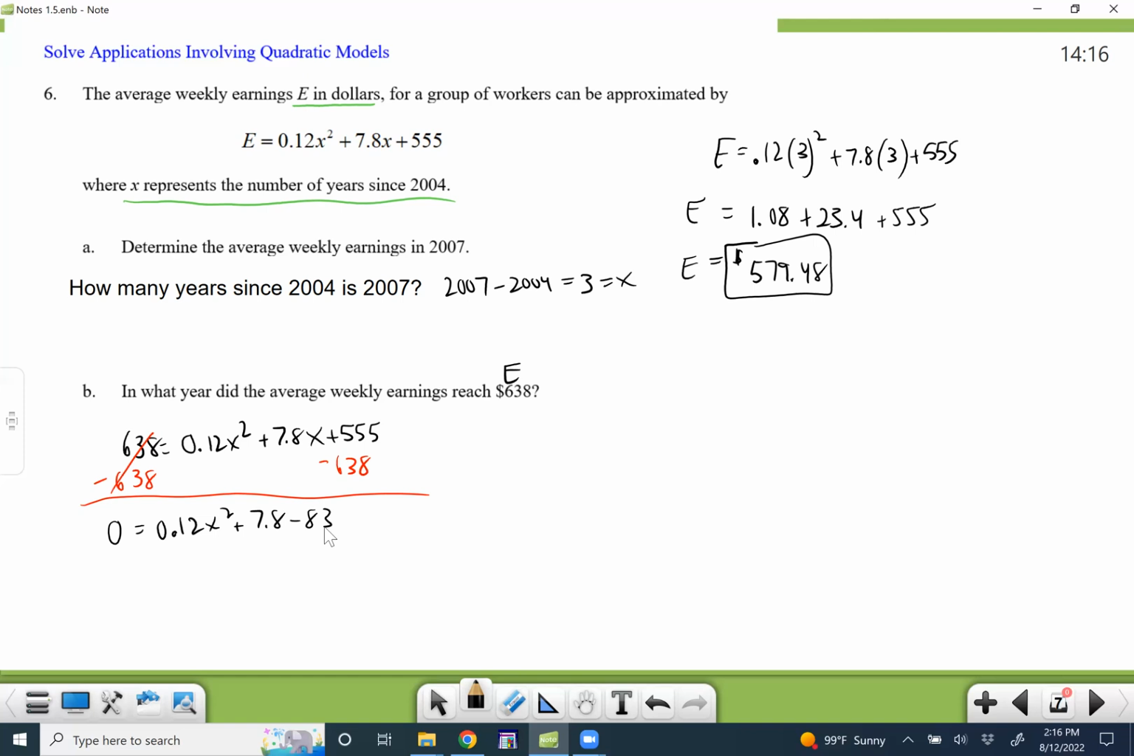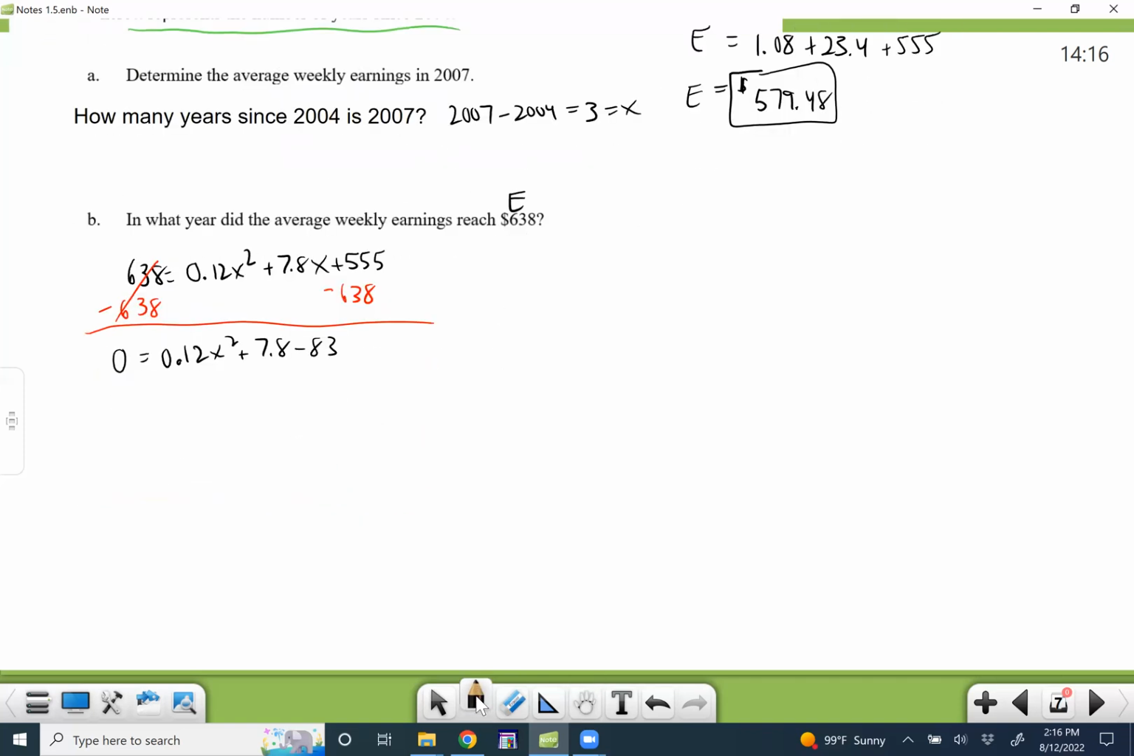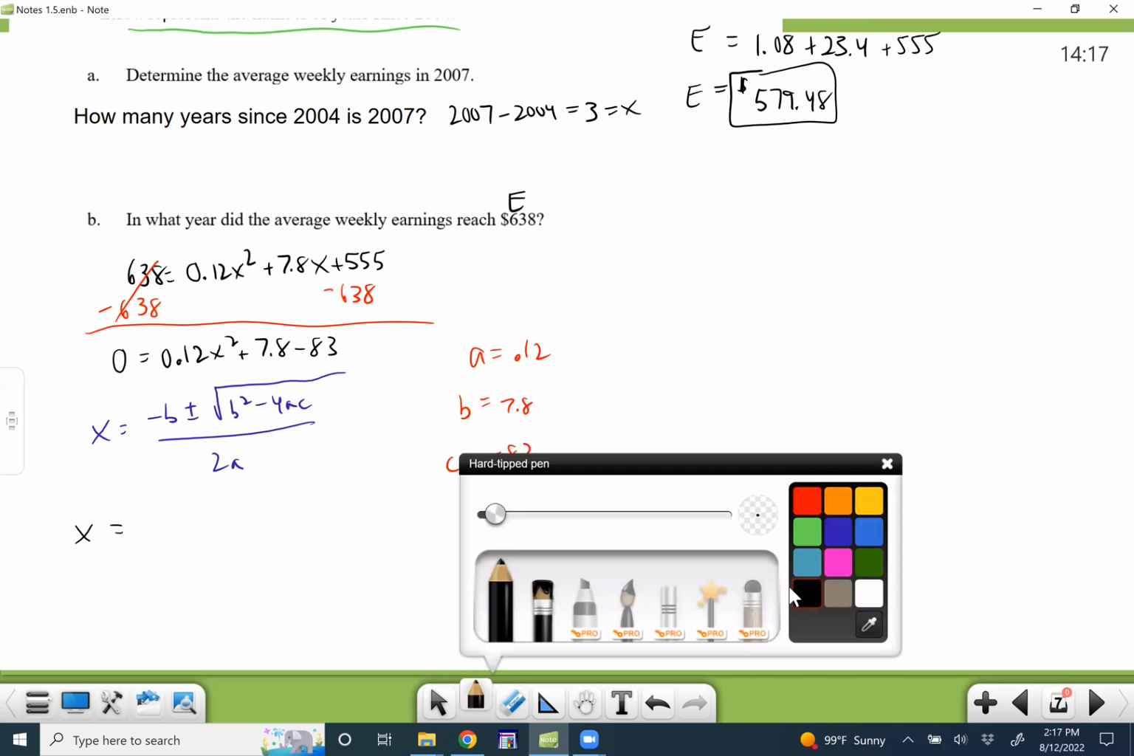Okay. So I'm going to use the quadratic formula because we haven't done it today. And this one seems the easiest, probably, if we did use the quadratic. So let's remind ourselves: x equals negative b plus or minus the square root of b squared take away 4ac, all over 2a. All right, so at this point, you've done your homework on this section, so you're probably pretty good at it. So we can see that a is going to be 0.12, b is going to be 7.8, and c is going to be negative 83. So let's go ahead and substitute it in.